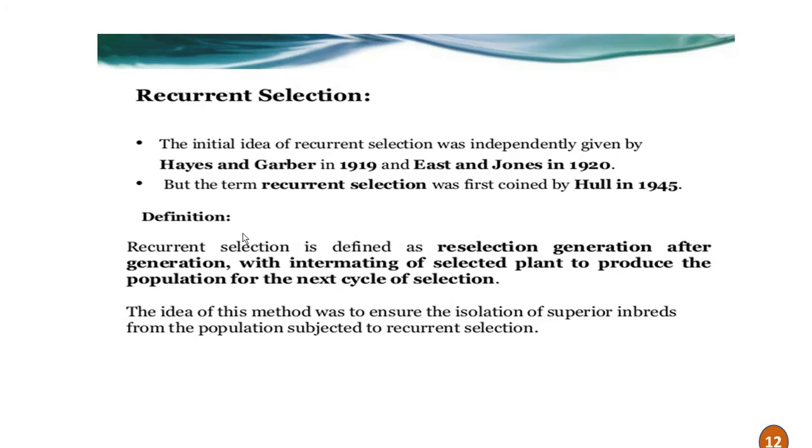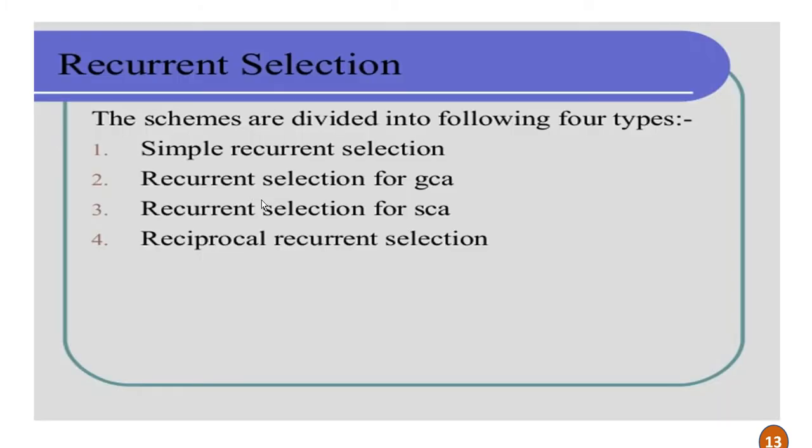Recurrent selection, as its name indicates, is defined as reselection generation after generation with the intermating of the selected plants to produce the population for the next cycle of selection. So it is a continuous process in which superior polygenic traits are improved. The idea of this method ensures the isolation of superior inbreds from the population subject to recurrent selection.